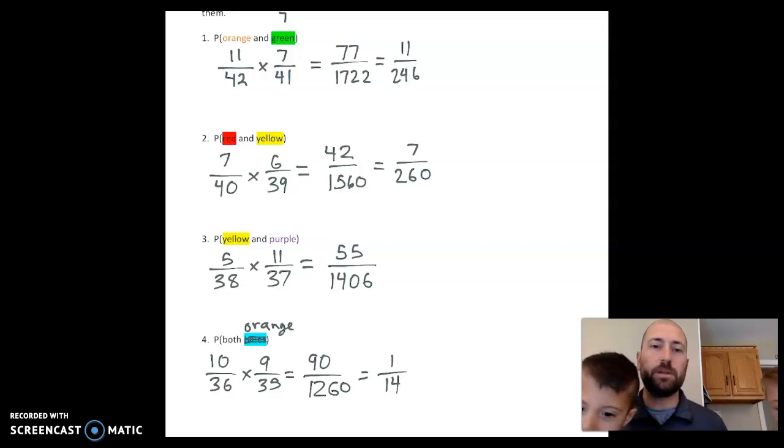Right? That is called dependent probability because the probability of each event depended on what we ate on the previous event.